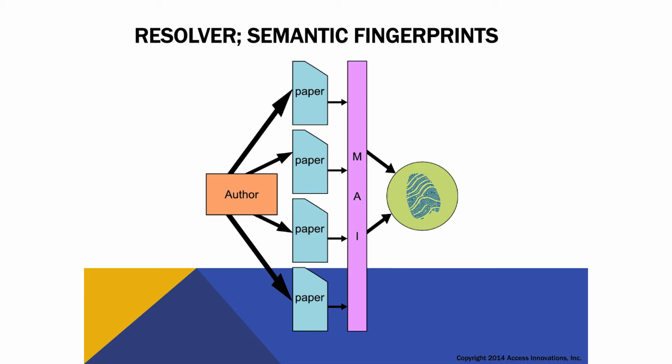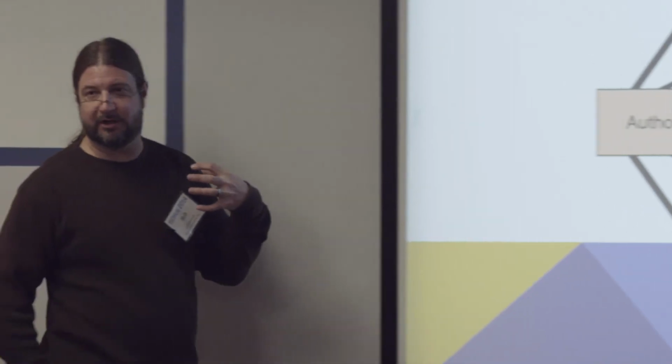And so to make the semantic fingerprint, we attach every author that we've already disambiguated to every paper that we know they've written, extract every subject term from those papers using the thesaurus terms, and run them through MAI, of course, and we agglomerate them into what we call the semantic fingerprint of that author.